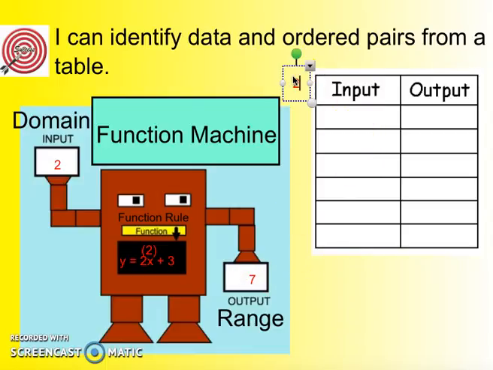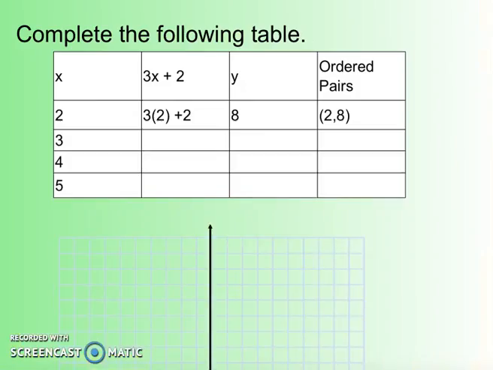So my input would be 2, and that's always an x coordinate because I'm plugging in for x. And then what I'm spitting out is a y coordinate, or my output. And so I have (2, 7). And so here's an example of a function, 3x plus 2. And so here's a table, and this is just for me to organize my work.